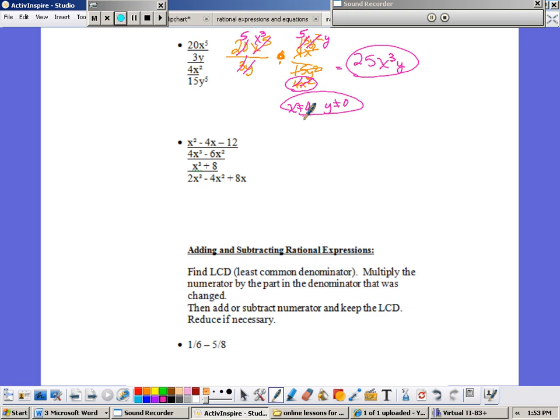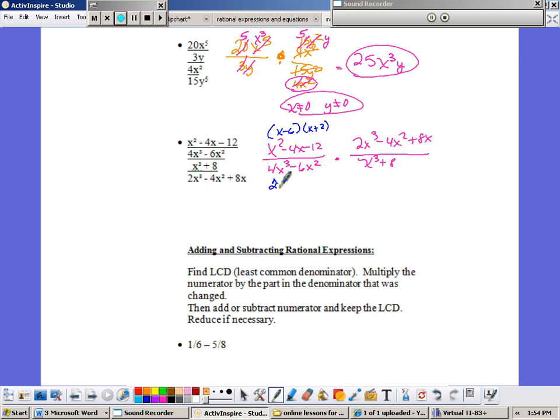Okay, this is just a double stack too. X squared minus 4x minus 12 over 4x cubed minus 6x squared. If you don't mind, I'm going to flip it as I go. So 2x cubed minus 4x squared plus 8x over x cubed plus 8. Let's factor. X minus 6, x plus 2.